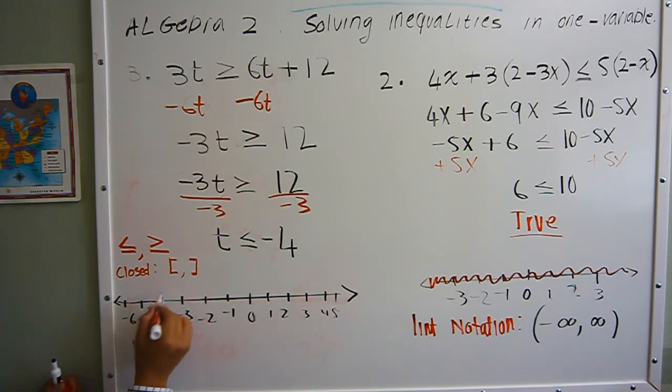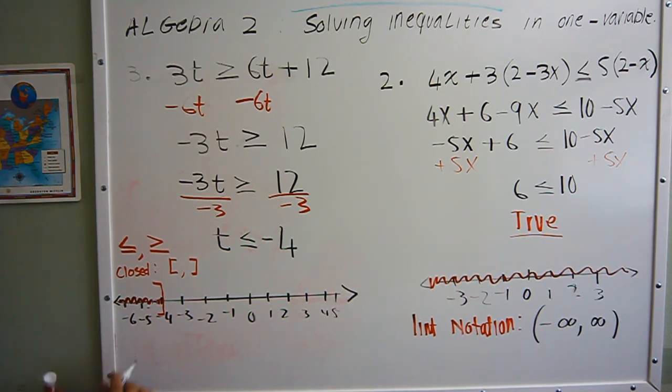So usually in the old days you would have a solid circle to include -4, but we're going to use a bracket from now on, which also means -4 is included. Anything less than or equal to -4, shade to the left. Okay, and there you go, and that's the graphical representation of the solution.